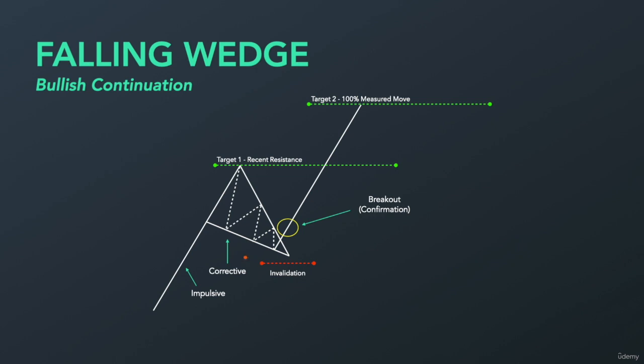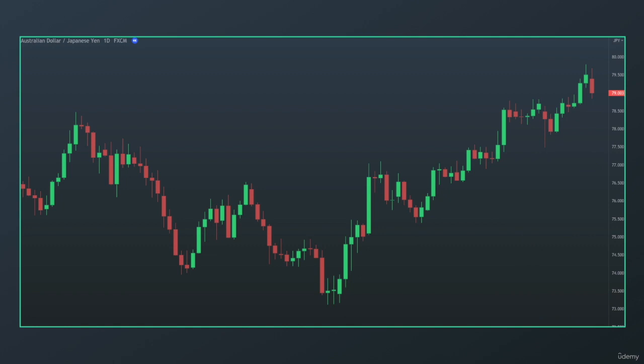So the measurement of this impulsive move from starting point, from point A to point B, plotted at the end of correction. All right. So this is our C and this is our D. All right. So this would be our second target. All right. So let's have an example.